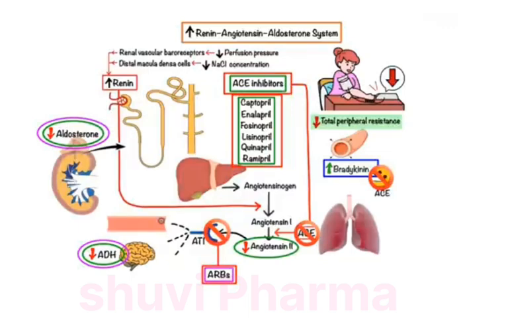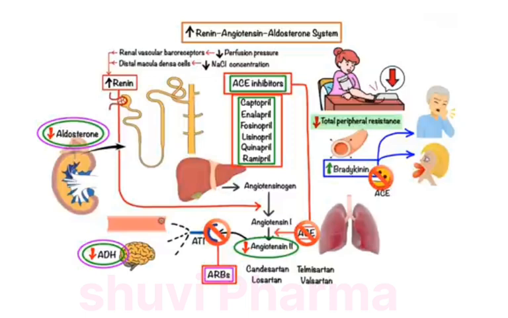Also, because ARBs do not inhibit ACE, they do not cause bradykinin levels to rise. This makes ARBs a good alternative to ACE inhibitors, as more bradykinin not only contributes to the vasodilation, but also contributes to some of the side effects of ACE inhibitors, such as cough and angioedema. Drugs in this class include candesartan, losartan, telmisartan, and valsartan.